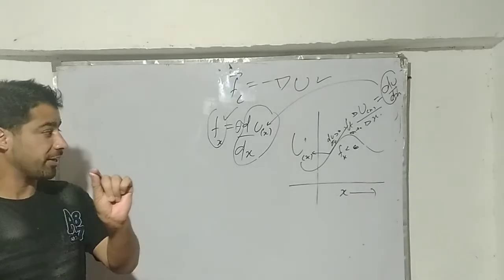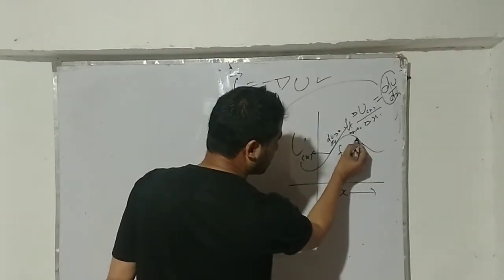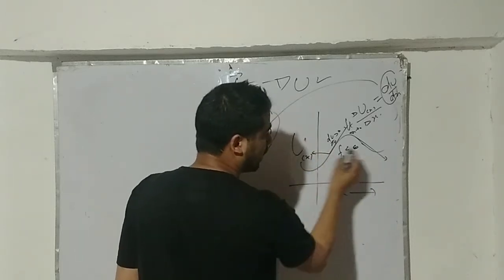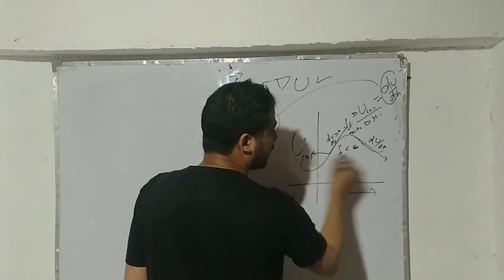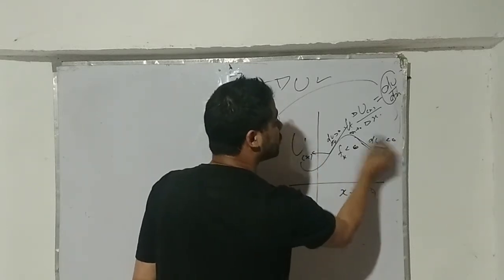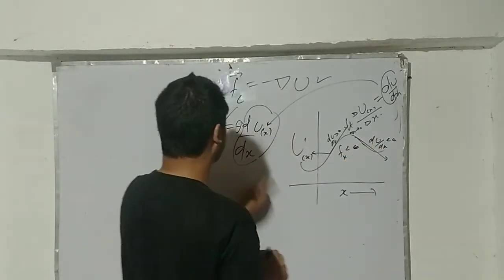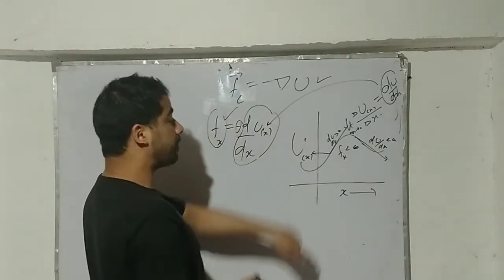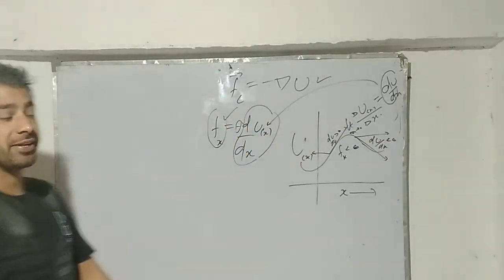I hope that you are getting it. Not only this, if I want to know here, the slope du by dx is less than 0. When it's less than 0, negative of negative will be positive. My force at this point will be in this direction. I hope you are getting it.